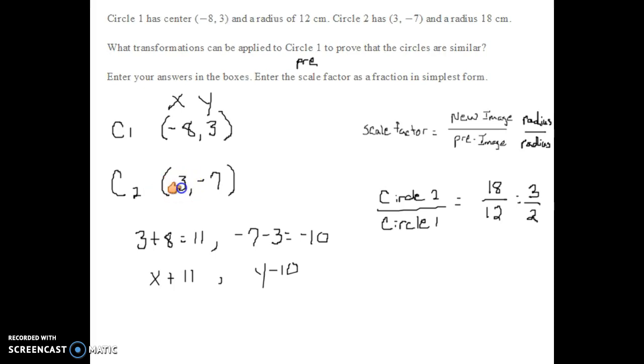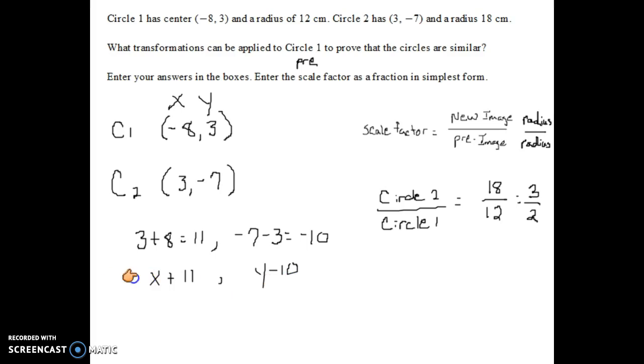You want to subtract the new image minus the pre-image. So 3 minus -8 is going to give us 3 plus 8, which is 11. So our translation rule is x plus 11. We took this -8, we added 11 to get 3, so we moved to the right 11 units. Remember, your x values move left and right, y values move up and down. So for our y value, if we subtract -7 minus 3, we get -10, and so we have moved the y coordinate down 10 units.